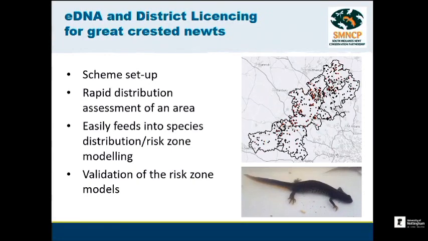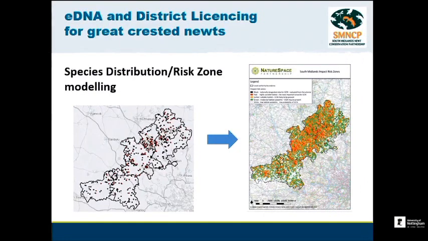To set this up, we randomly surveyed about 650 ponds across the area using environmental DNA. The red dots are the ones which came back positive, black dots are the ones that came back negative. And then we built this data into a species distribution model, which takes both the distribution data and the land cover data, and we could then predict which areas are most suitable for great crested newts in that area, which are coming out red, and which areas are highly unlikely to contain great crested newts, which are the white areas on that map.